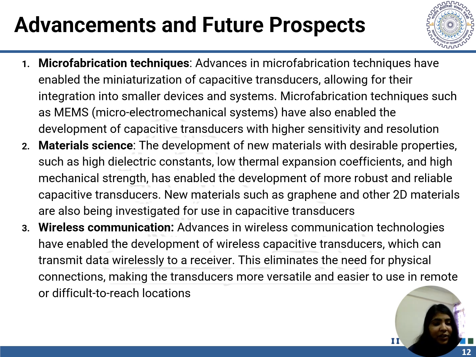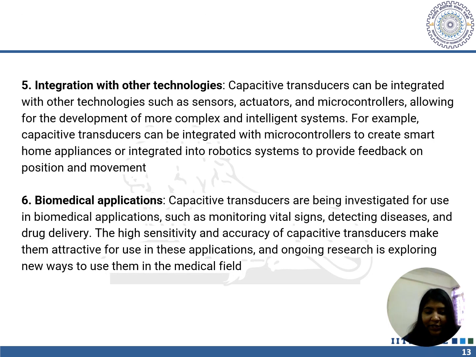Third is in wireless communication. Advances in wireless communication technologies have enabled the development of wireless capacitive transducers, which can transmit data wirelessly to a receiver. This eliminates the need for a physical connection, making the transducers very versatile and easier to use in remote or difficult to reach locations.